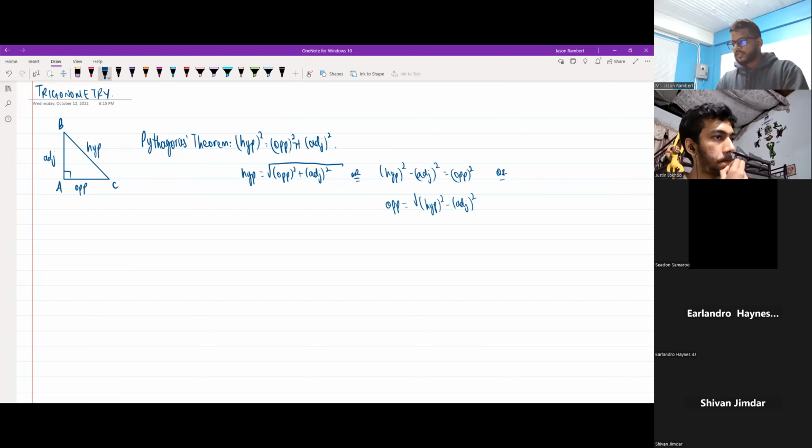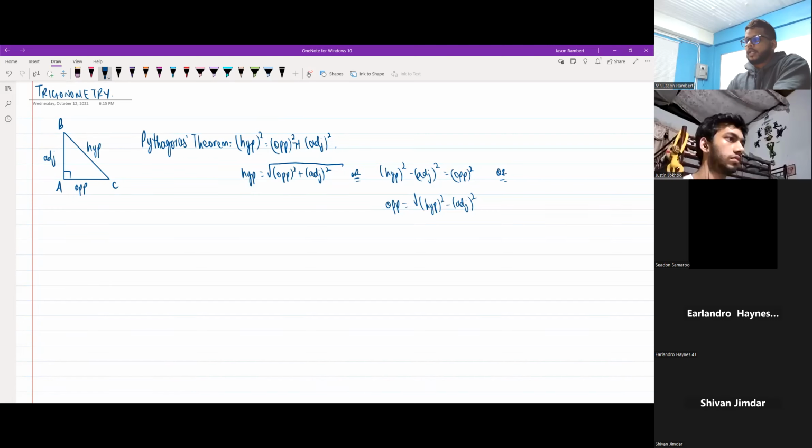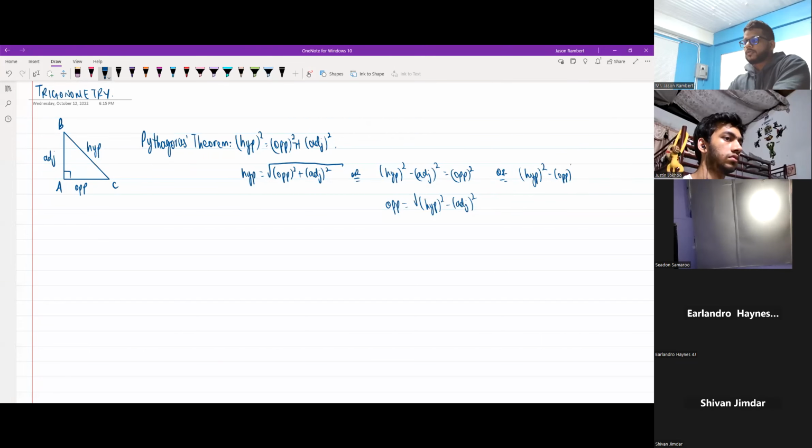Or if I want to make the adjacent the subject of the formula in my original equation, I will just move across the opposite and I'll end up with the hypotenuse squared minus the opposite squared is the adjacent squared. If I want the adjacent by itself, the adjacent is going to be the square root of the hypotenuse squared minus the opposite squared. And this is the square root of that whole thing. So you're working out whatever is underneath the square root sign, and then you're punching the square root of that. Let's do an example.